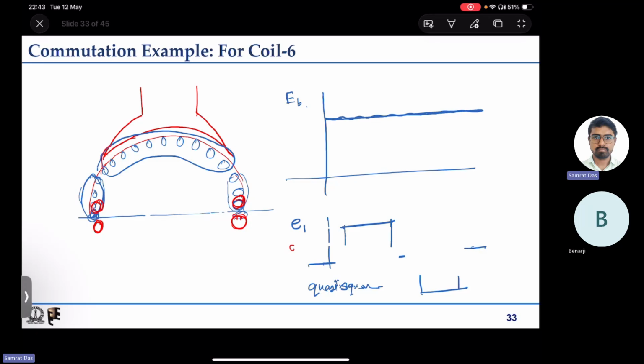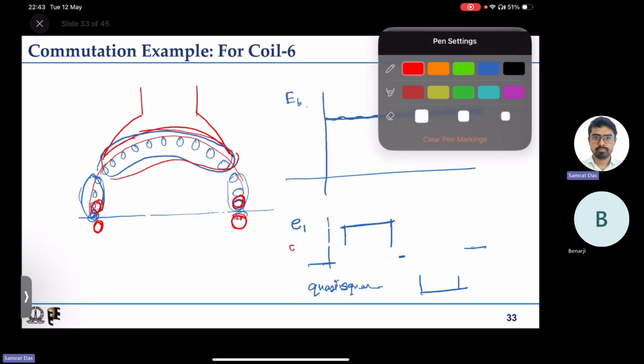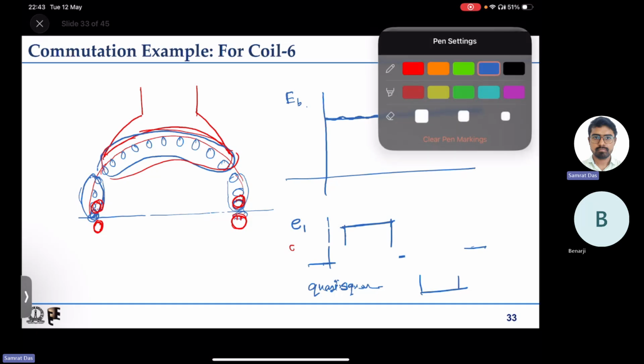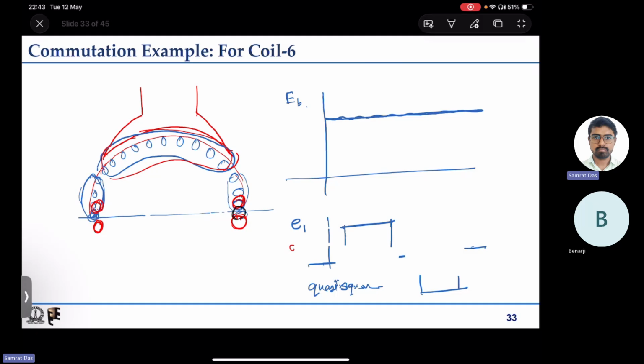These coils are only contributing to the induced EMF. These coils' induced EMF contribution is less. So even if after some time one of them goes to commutation or two of them go to commutation, they rotate and one comes to this position, another comes to this position.